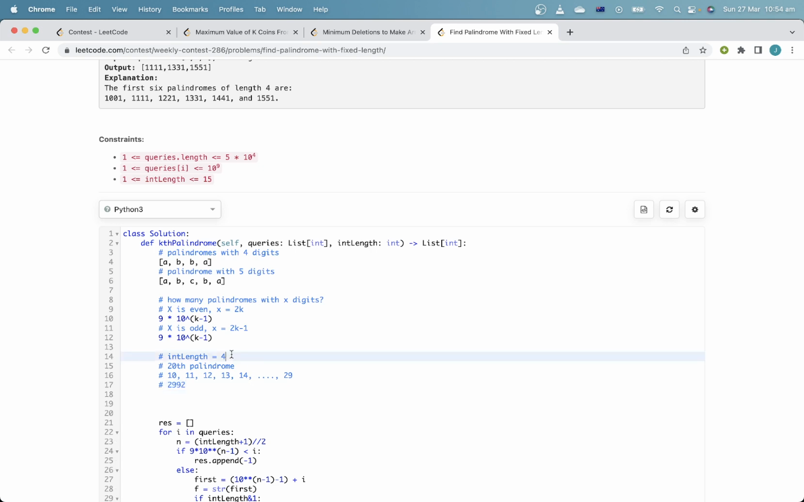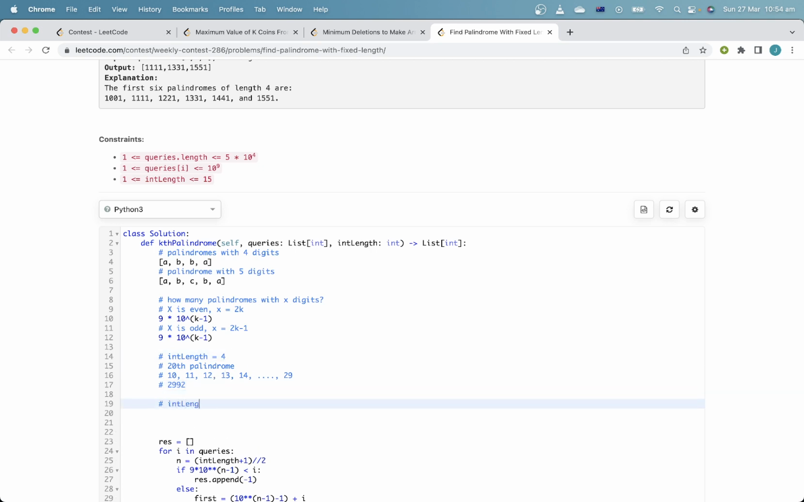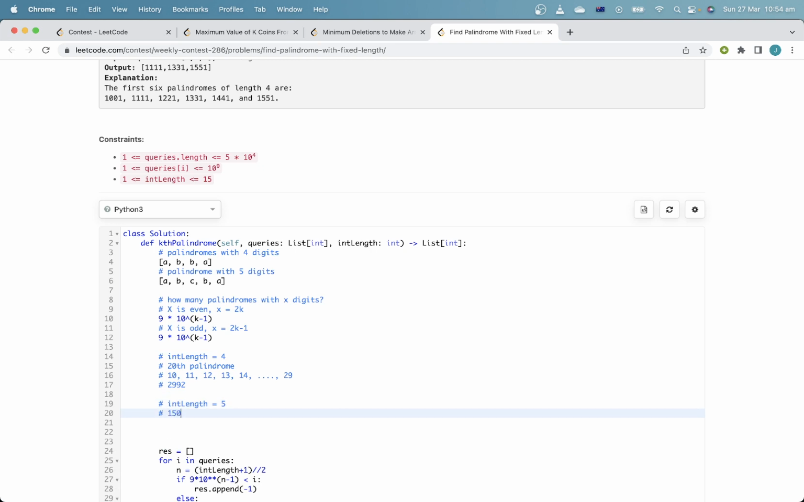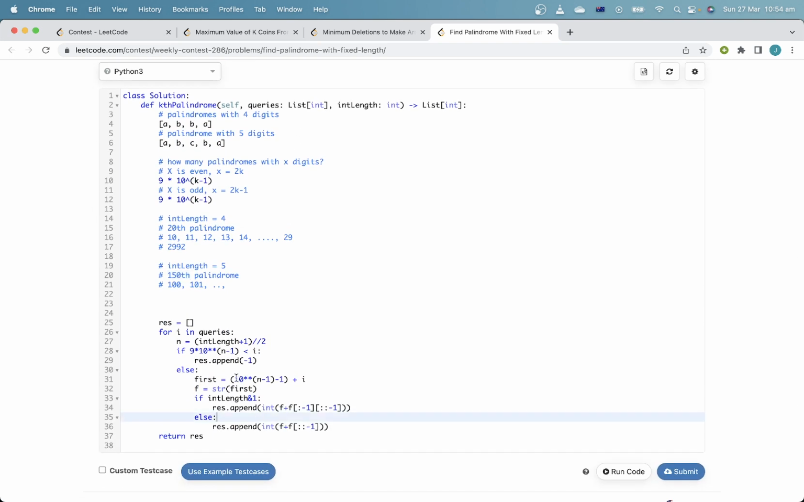More generally, let's say we had int length equals 5, and we needed the 150th palindrome. We need to find the first 3 digits. The first possible combination is 100, then the next one will be 101, and so on. This is just going to be an ascending sequence. And since it's just consecutive numbers, we can easily find the xth term of this sequence fast. I kind of just do a little bit of math. Basically, it's just the current I plus some power of 10 take 1.